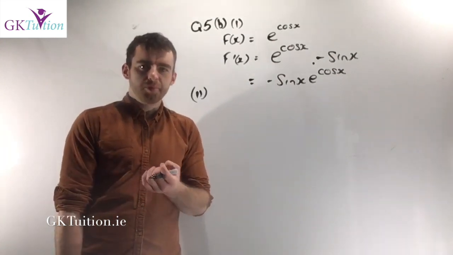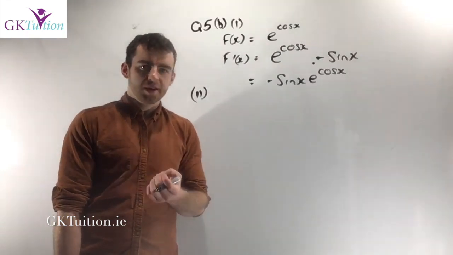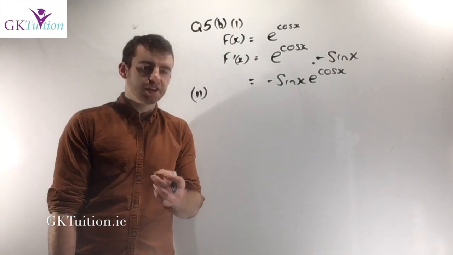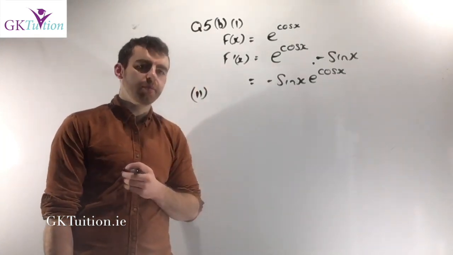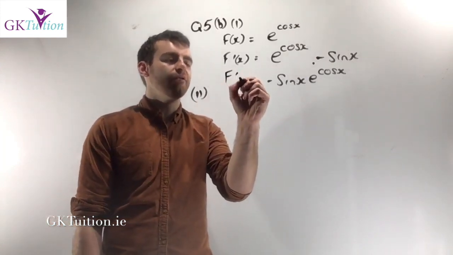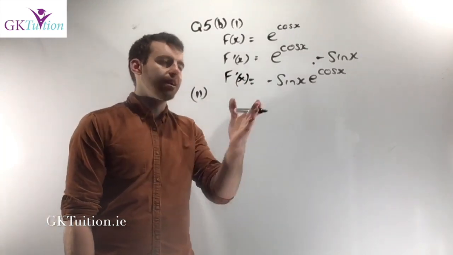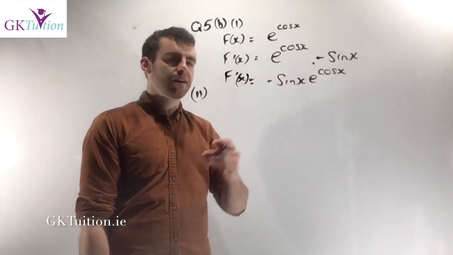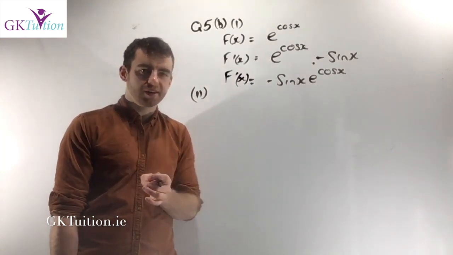Okay, in part B, we were asked to get the integral of sin x e to the cos x. This is what we refer to in integration as an antiderivative question. This is a direct continuation from B part 1. In B part 1, I started off with f of x is equal to e to the cos x. I differentiated it and I ended up with minus sine x e to the cos x. I'm now being asked to integrate sine x e to the cos x.